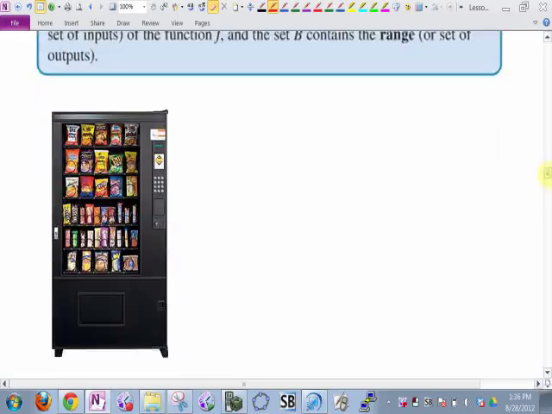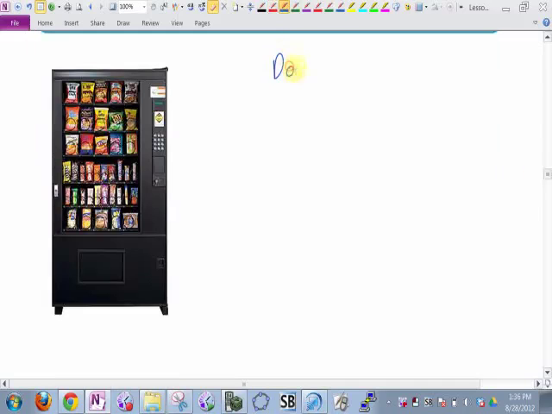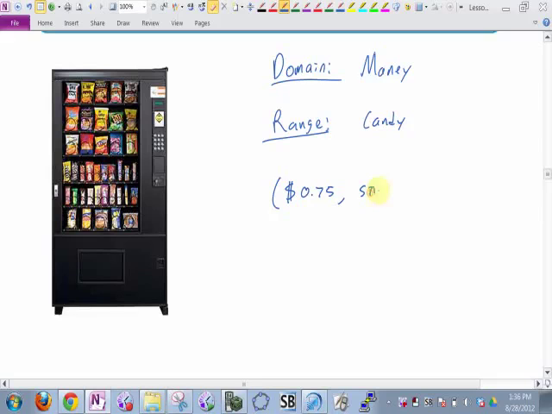So, what is the domain of a candy vending machine? Money. And what is the range? Food or candy. So one of the input-output pairs, one of the mappings, could be 75-cent Snickers, right? The input 75 cents, output Snickers. The other could be 75 cents Mounds.